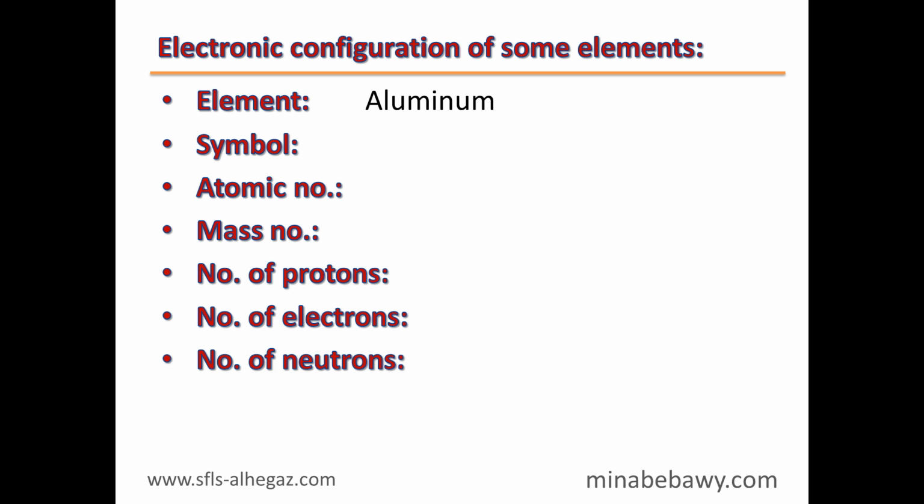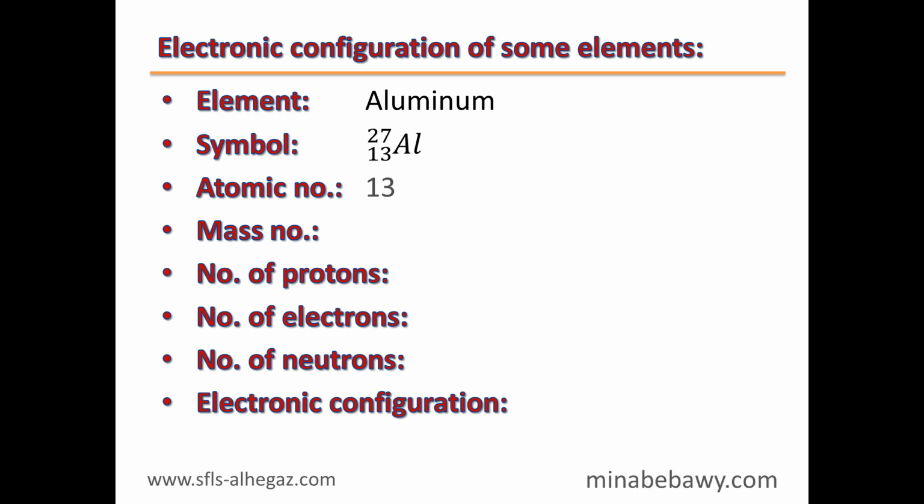The next element is aluminum. The symbol of aluminum is Al. Its atomic number is 13. Its mass number is 27. Number of protons is equal to 13. Number of electrons is equal to 13. Number of neutrons is equal to mass number minus atomic number, equal 27 minus 13 equals 14.